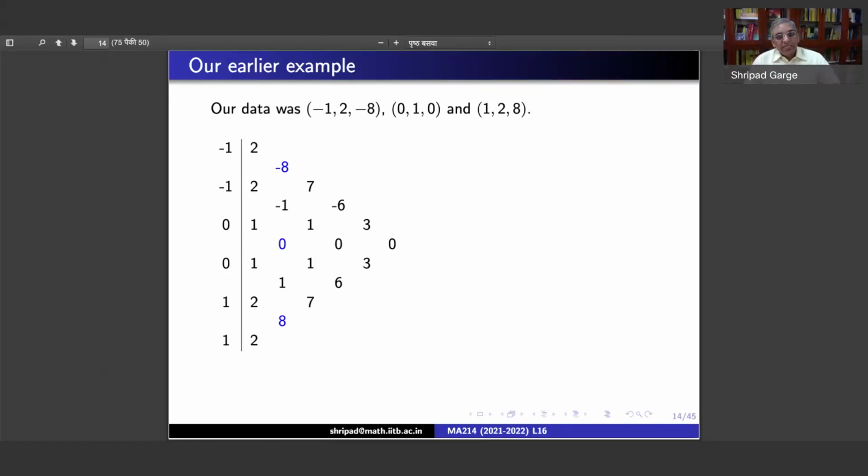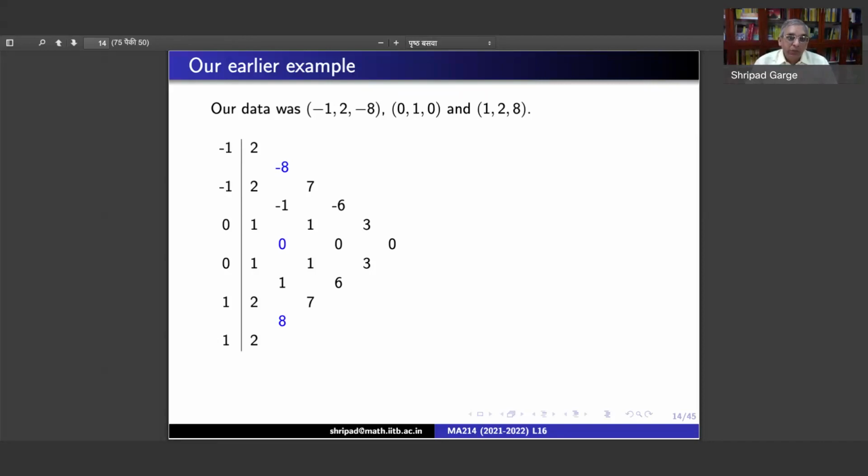Since we have data consisting of 6 numbers, 6 nodes, we will go up to the fifth divided differences, because you would have 6 entries in the first column, then 5, then 4, 3, 2, and 1. We are starting with the 0th divided differences, which correspond to the function values. Then the first, second, third, fourth, fifth. This is how we have it.